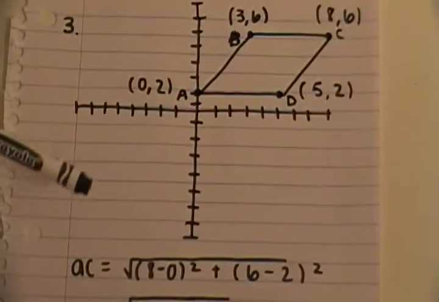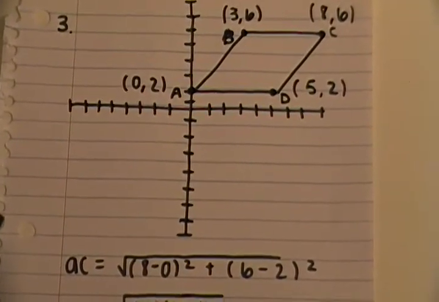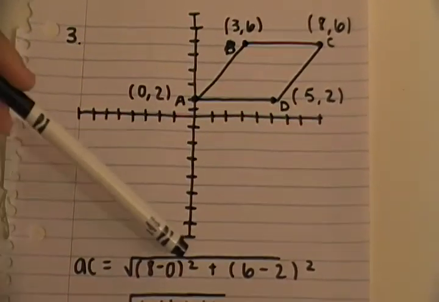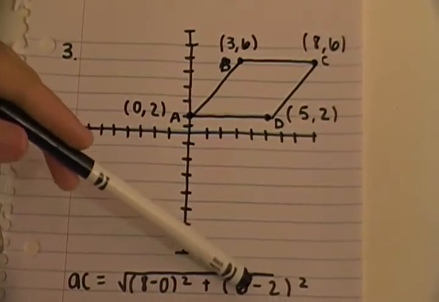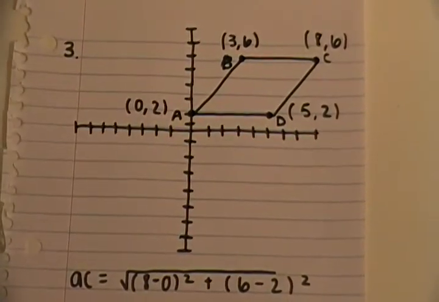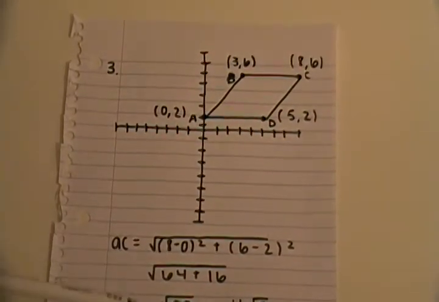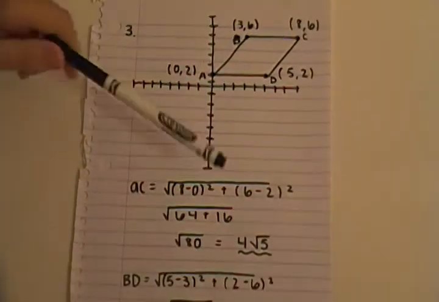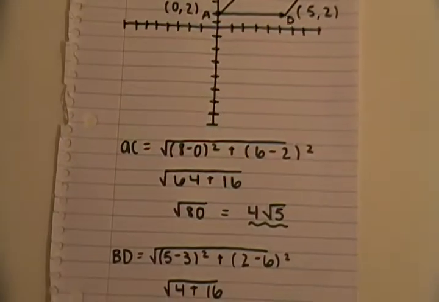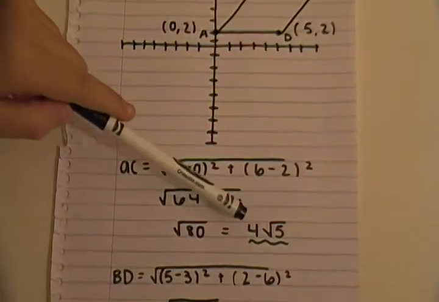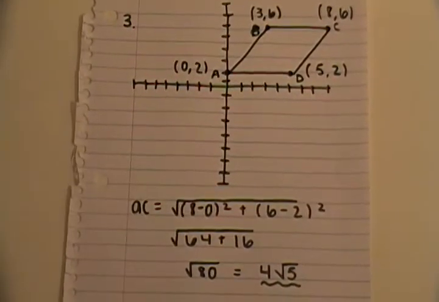So for AC, we're going to use the distance formula. AC equals the square root of 8 minus 0 squared plus 6 minus 2 squared. So then we get radical 64 plus 16, then we get radical 80. When you simplify, it turns to 4 radical 5. So we're going to keep this. We're not quite done yet, but we need this later.